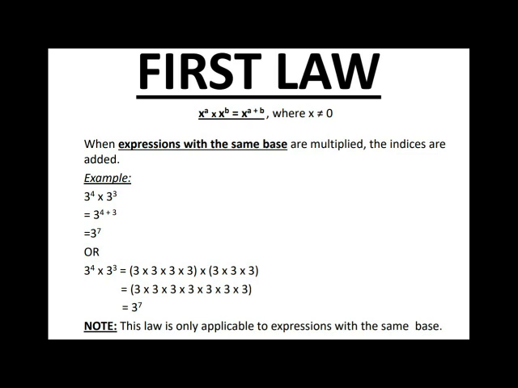And going through this with another format, we have 3 raised to the power of 4. That is 3 multiplied by itself in 4 different places, multiplied by another 3 multiplied by itself in 3 different places. And when you put that together, you get 3 multiplied by itself in 7 different places to give us 3 raised to the power of 7. And this law is only applicable to expressions with the same base. When you have your expression in different base, you cannot use this law.